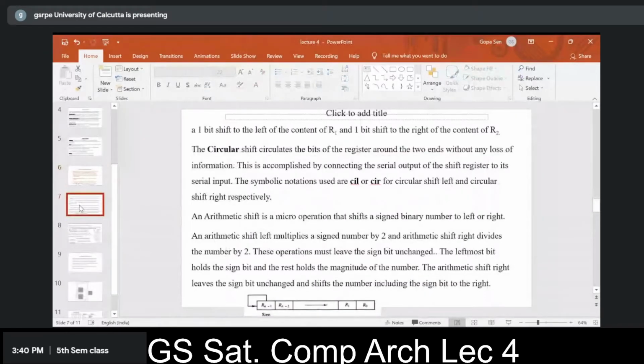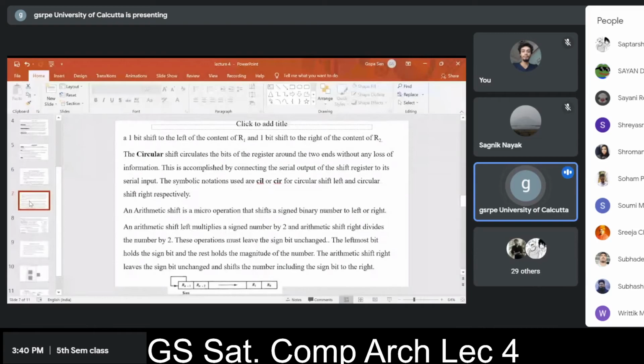Next, the third type is known as arithmetic shift left or arithmetic shift operation, which is slightly different from logical operation or circular operation. Now, so far we have not discussed in detail. We will later on discuss in detail the number representation.